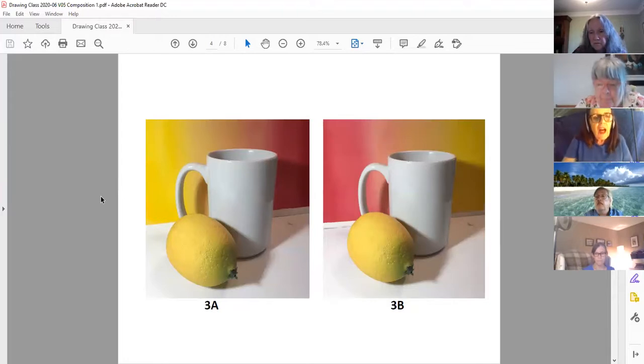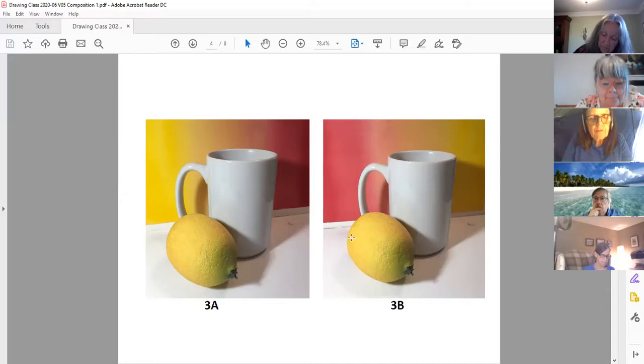I like 3B better because they seemed better centered, and the other thing was that I felt the red of the background was better set off against the lemon than in 3A. They just seemed to blend together more. It made for more of a contrast. Yeah, having the lemon in front of the red wall is a better contrast than having the lemon in front of the yellow wall.